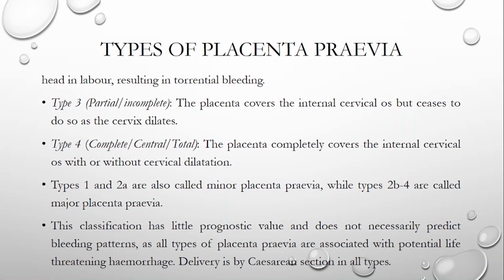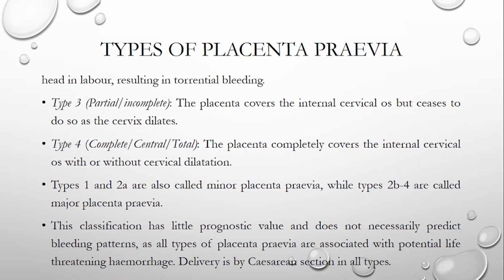Types 1 and 2A, that is the one that encroaches on the lower segment, and type 2 that gets to the internal os but does not extend through it and is anterior, are called minor placenta previa, while types 2B to 4 are called major placenta previa. In fact, any of these types of placenta previa could give rise to torrential bleeding without any warning.